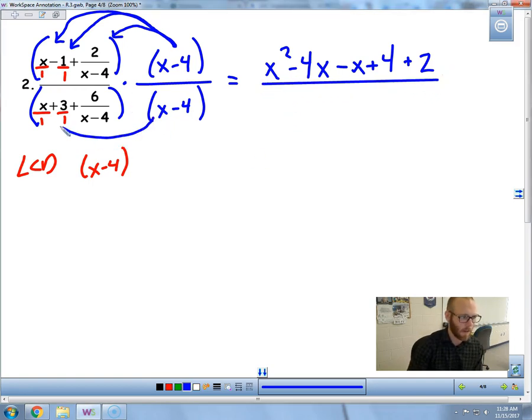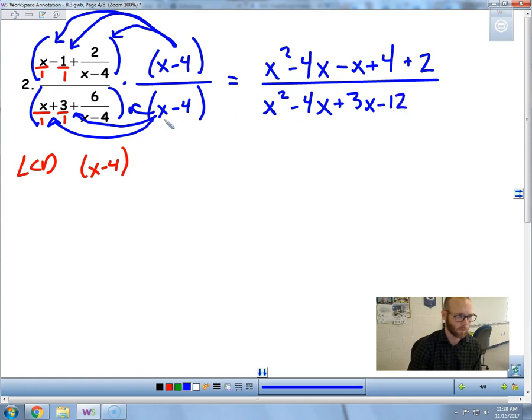Same thing in the denominator. We need to distribute it to every term. X minus 4 times x. X minus 4 times plus 3. And x minus 4 times 6 over x minus 4. X minus 4s would cancel, plus 6. So when I multiply by the LCD, this is why I like it, no more fractions. They're gone. Now I'm just combining like terms.